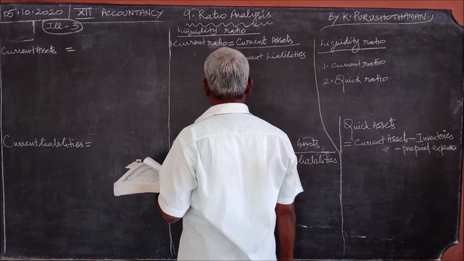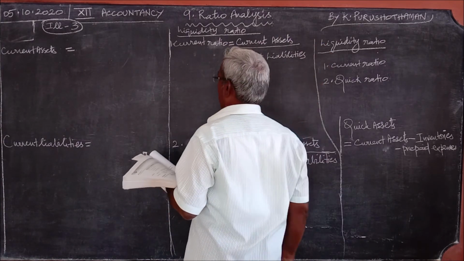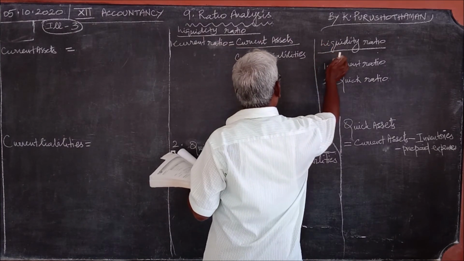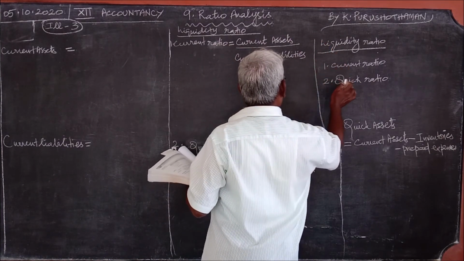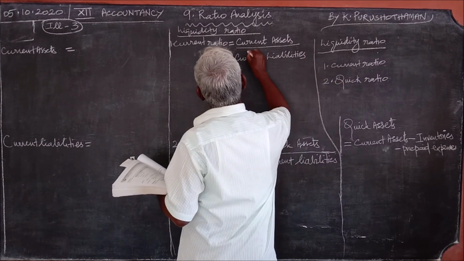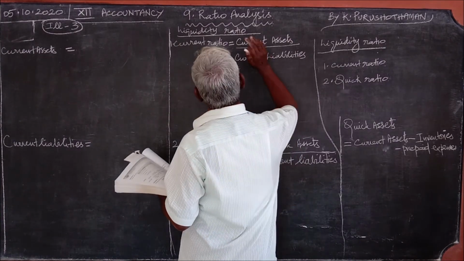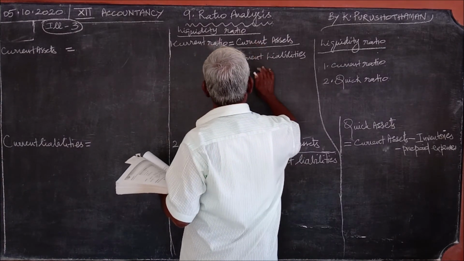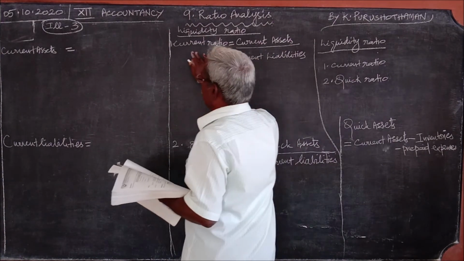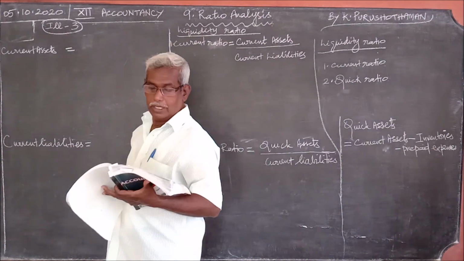They can say find the current ratio, quick ratio. Or they can simply say find the liquidity ratio. Then what should you do? You should know what the liquidity ratios are: current ratio, quick ratio. Not only that, you should remember the formula for that. Not only the formula, you should know what are the current assets items and what are the current liabilities items. For that purpose only, I am giving you now the practice. Bear it in mind.